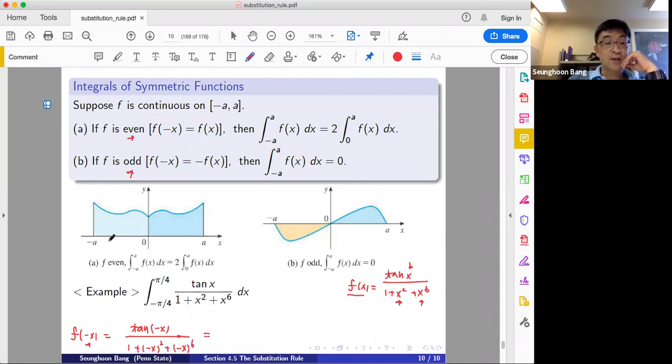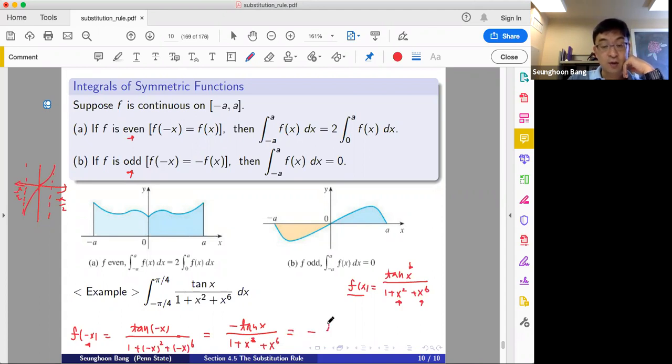Here, what about the tangent function? You can draw the graph of the tangent function. It has vertical asymptotes at pi over 2 and minus pi over 2, and the graph goes up and down like this. It is always symmetric about the origin, so the tangent function is an odd function and takes a negative sign. The powers are even powers: minus x squared is only x squared, so 1 plus x squared is the same. The 6 is an even power, so we have plus x to the 6, the same.